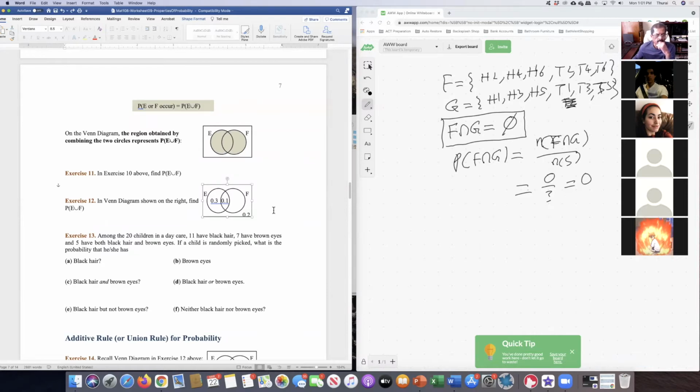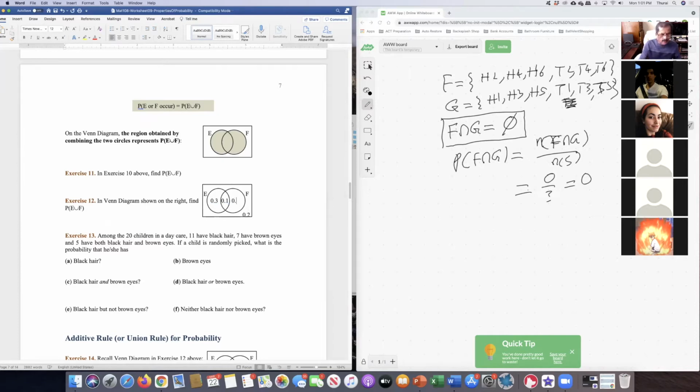The left section of E has 0.3, the intersection part has 0.1, and the probability outside is 0.2, and we need to find the probability of E union F. So I have to figure out the remaining section, the unknown section. Can somebody tell me what the unknown section is equal to? The right side of F? 0.4. 0.4, that's right. So that's 0.4 right here.